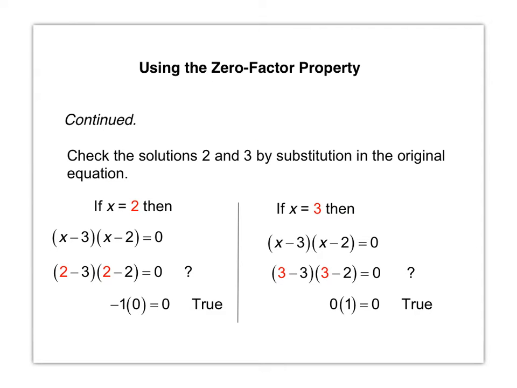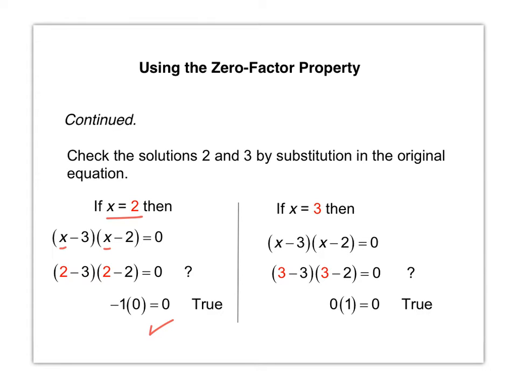To check the solutions, for example, if x equals 2, you plug 2 into x in the original equation. When you do that, the first factor is 2 minus 3 and the second factor is 2 minus 2. Simplifying what's in the parentheses, we get negative 1 times 0, which equals 0, so we know that's a true statement, and our original solution checks.